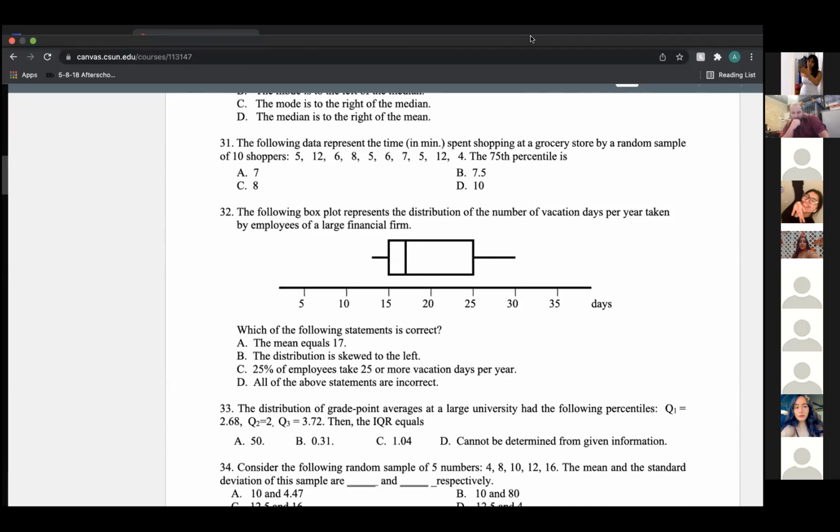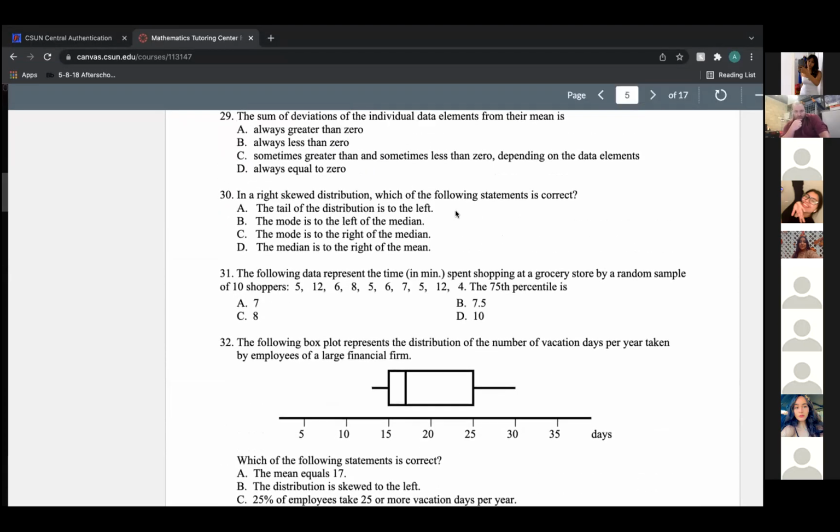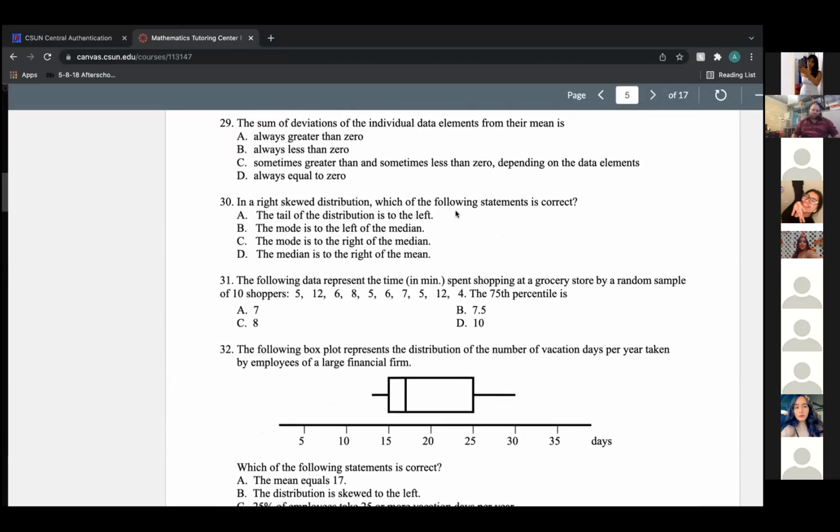Can you just explain 30 again really quick on why it's B? 30. In a right skew distribution, which of the following statements is correct? If it's skewed to the right, that means the mean is pulled to the right a lot, the median is pulled to the right a little, and the mode stays where it is. So the median is to the right of the mode. In other words, the mode is to the left of the median. Things are pulled in the direction of skew. Does that make sense? Yes, thank you.